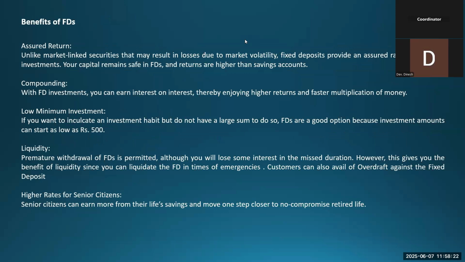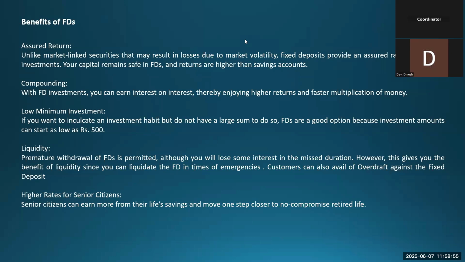What are the benefits of fixed deposits? Assured returns, as we said, the interest rate is fixed for the entire tenure. There will be no change in the FD interest rate, right? Compounding: with FD investments, you can earn interest on interest, thereby enjoying higher returns. Low minimum investment: there are FDs which you can start with just 1,000 rupees or 500 rupees also. Fixed deposits you can make.